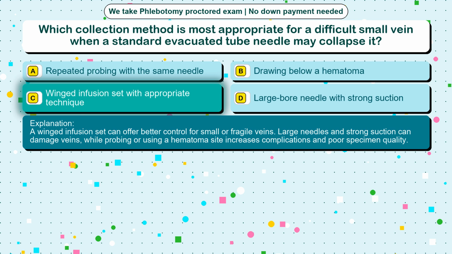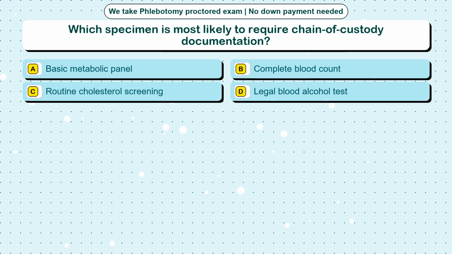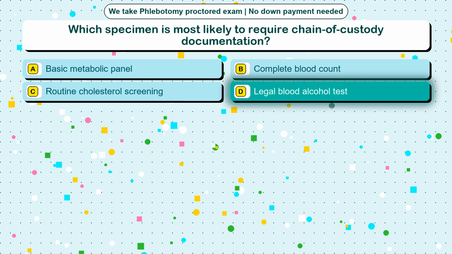Question 20. Which specimen is most likely to require chain of custody documentation? Option A. Basic metabolic panel. Option B. Complete blood count. Option C. Routine cholesterol screening. Option D. Legal blood alcohol test. The correct answer is option D.